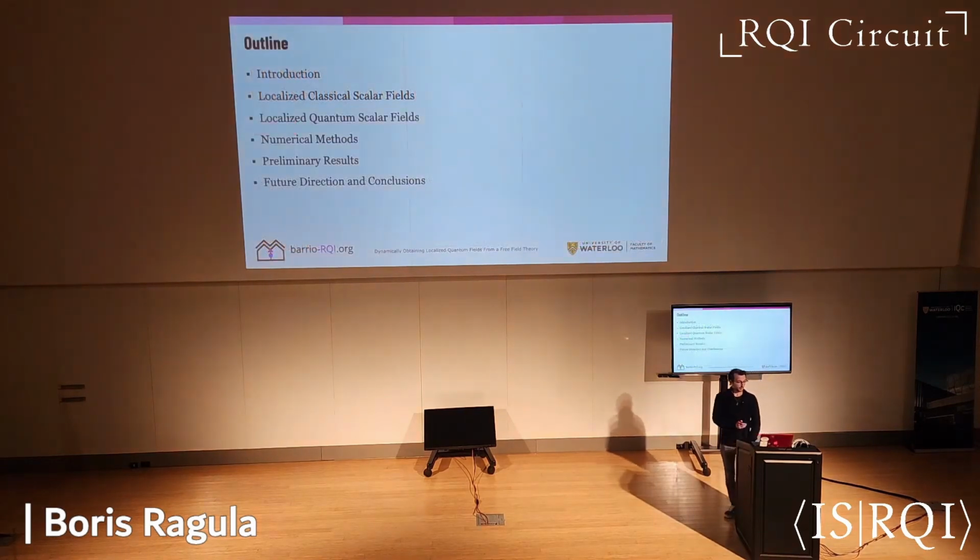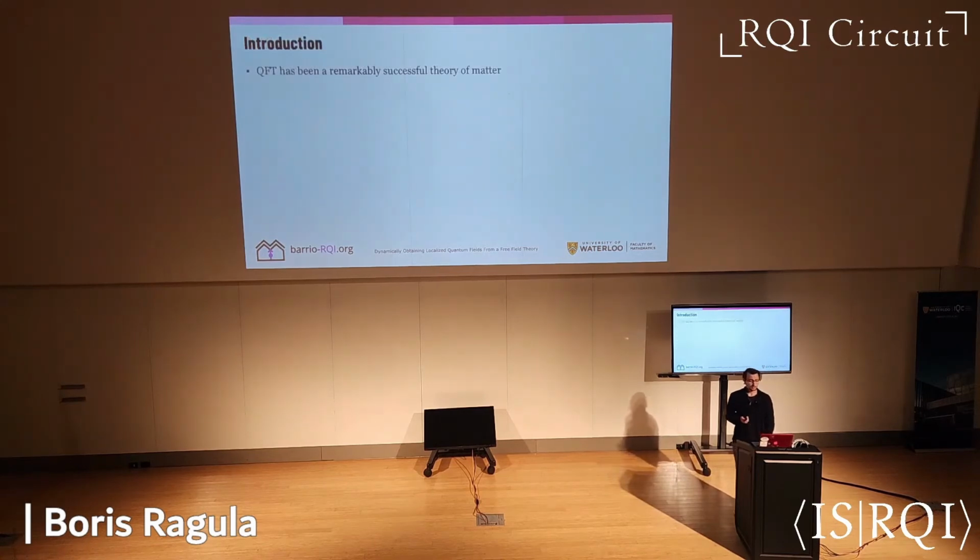So the quick outline for this talk: I'll give a little bit of an introduction. I'll talk a little bit about the formalism for localized classical and quantum scalar fields. I'll do a little discussion on most people's nightmare, numerical methods. I'll show some preliminary results that we've obtained so far, and then talk a little bit about where we want to go with this project, and then some conclusions.